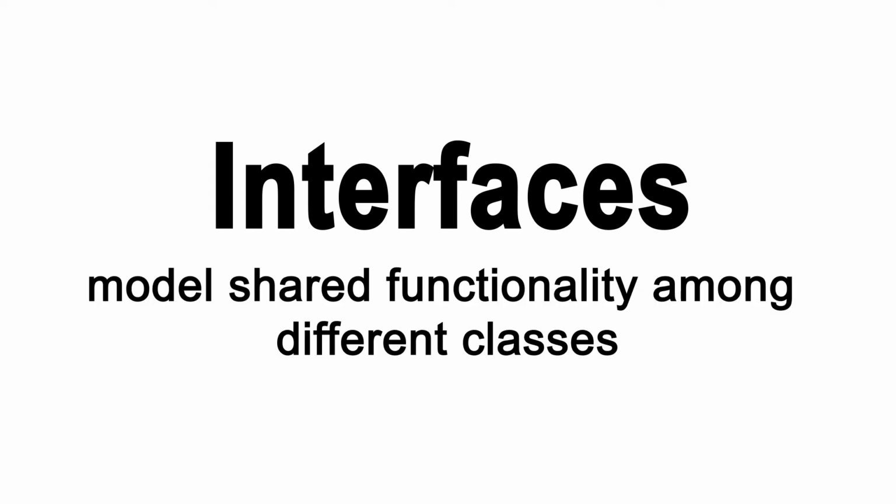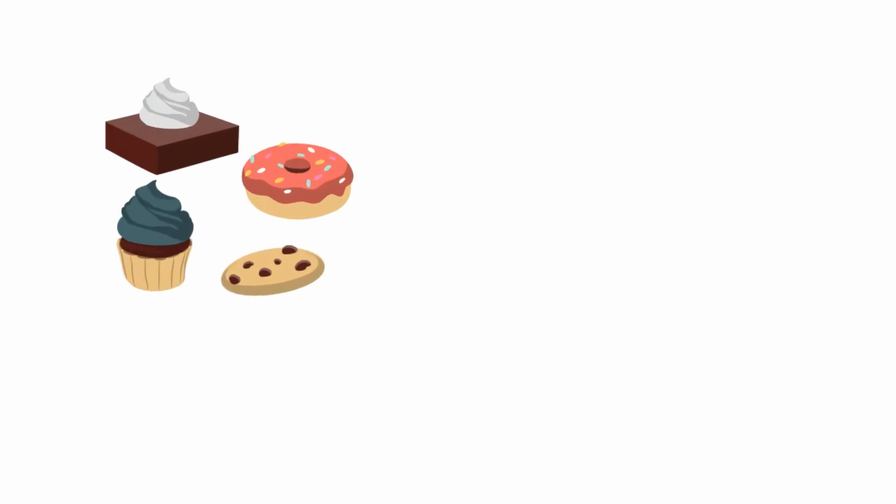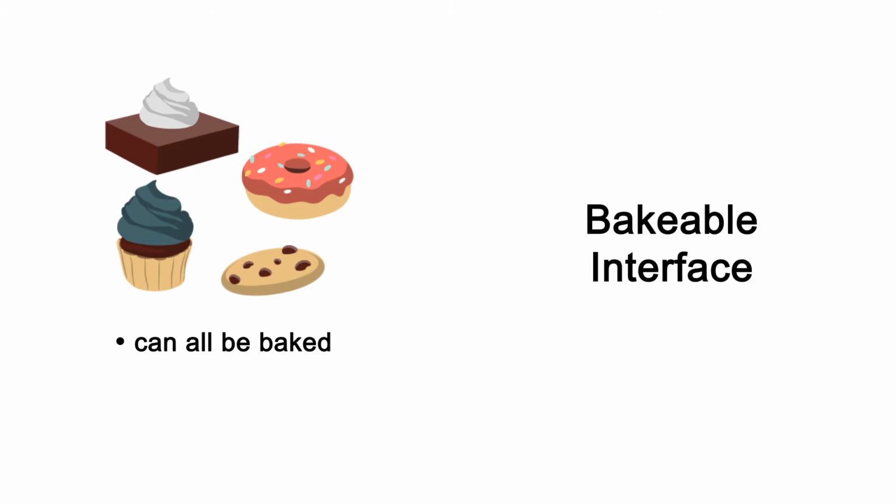Luckily for us, Java provides us with a helpful tool called an interface that takes advantage of the shared functionality between classes. Interfaces in Java allow us to model functionality that we want many different classes to share. Since all of our baked goods can be baked, we can model this shared functionality by creating a bakeable interface. We first need to learn how to define and use interfaces.